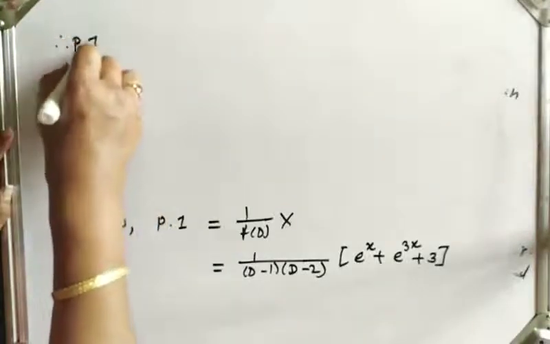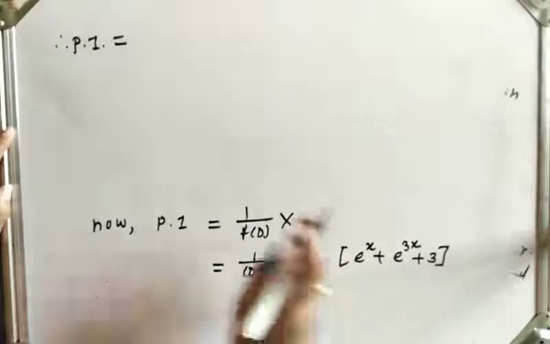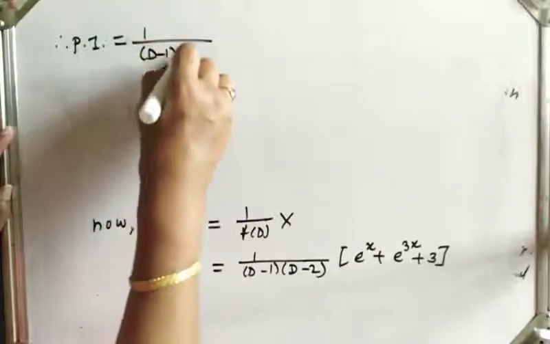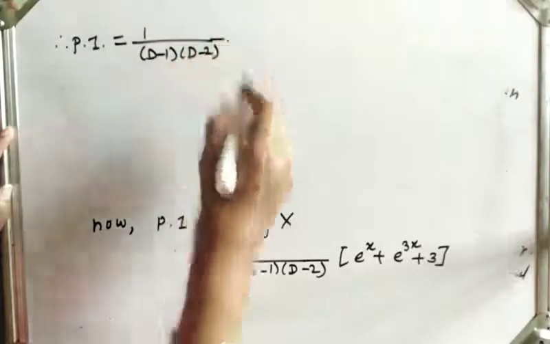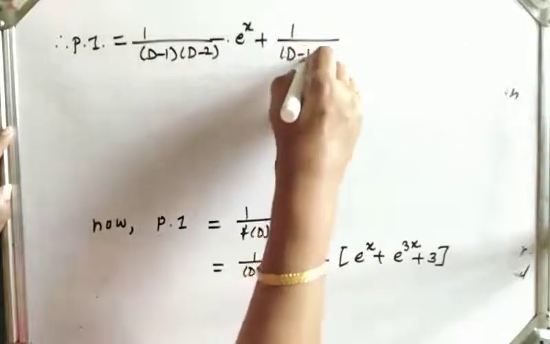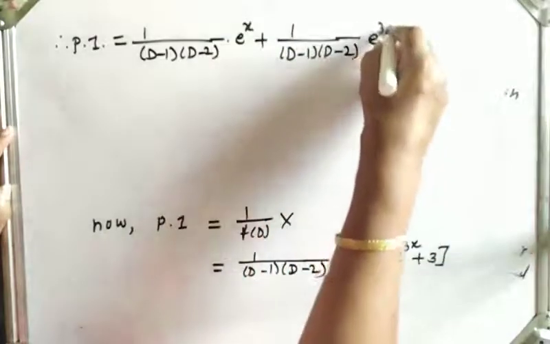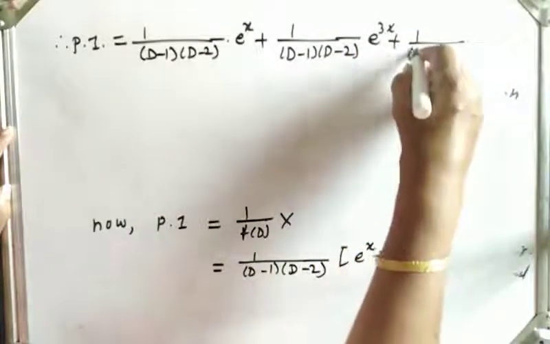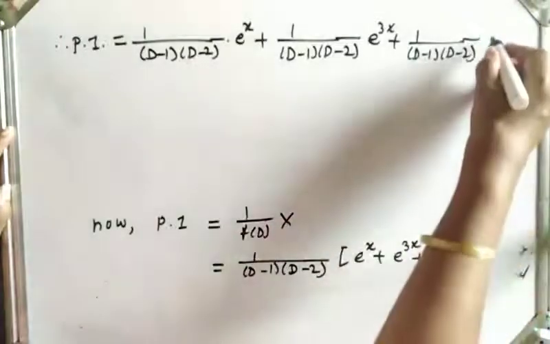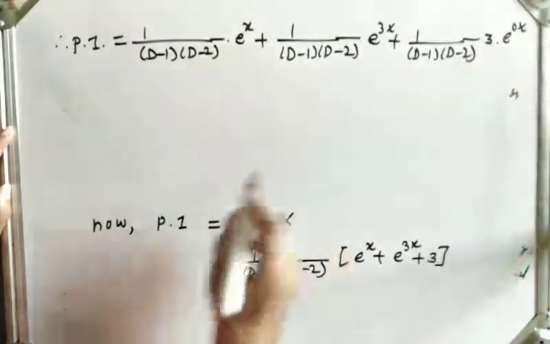Therefore, the particular integral is equal to, we separate each term. So we can write it as 1 upon (D minus 1)(D minus 2) into e raised to x, plus 1 upon (D minus 1)(D minus 2) into e raised to 3x, plus 1 upon (D minus 1)(D minus 2) into 3, which can be written as 3 into e raised to 0x.